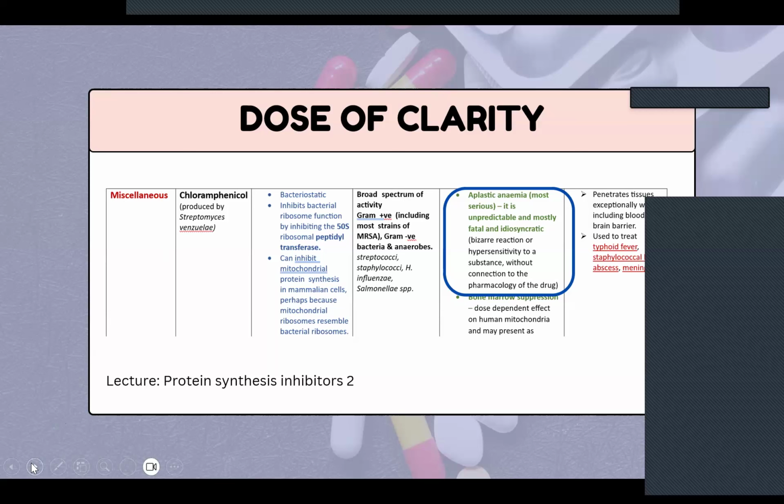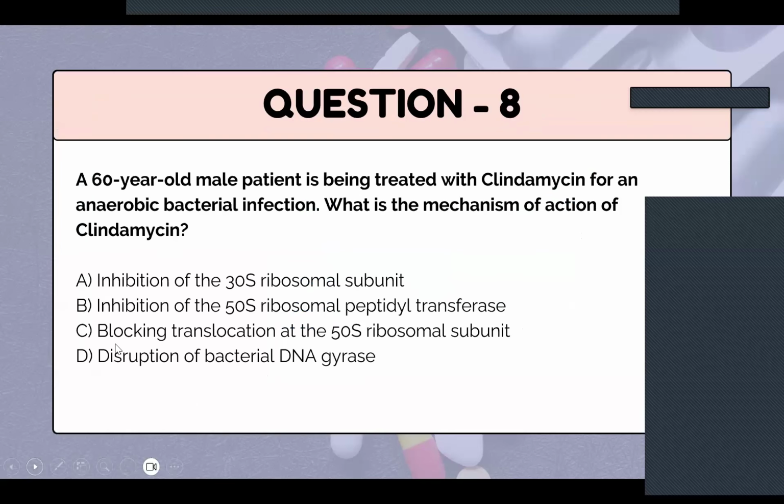Okay, so let's move on to the next question. A 60-year-old male patient is being treated with clindamycin for an anaerobic bacterial infection. What is the mechanism of action of clindamycin? A. Inhibits 30S ribosomal subunit. B. Inhibits 50S ribosomal peptidyl transferase. C. Blocking translocation at 50S ribosomal subunit. D. Disruption of bacterial DNA gyrase.